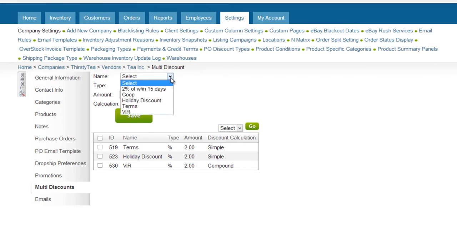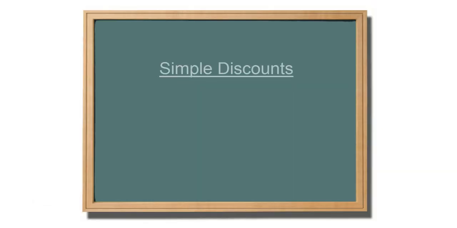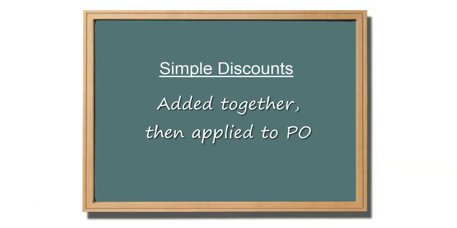Select the discount type. Define whether it's a dollar amount or a percentage. The next thing to do is to enter a discount amount. Lastly, define whether the discount calculation is simple or compound. Let's explain these two terms. Simple discounts are added together first and only then applied to the purchase order.